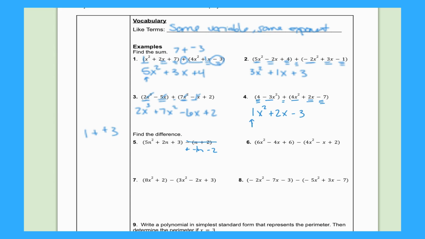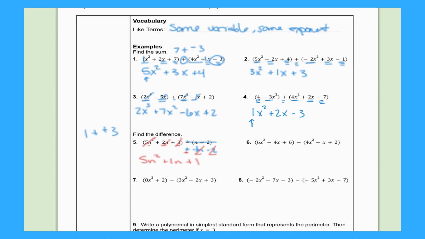Okay, so I'm now looking for my like terms. I don't have an n squared, so that's going to stay 5n squared. But then I have a 2n plus now negative 1n is positive 1n, or positive n. So those are gone. Then I have a 3 plus negative 2, and that's going to be a positive 1.